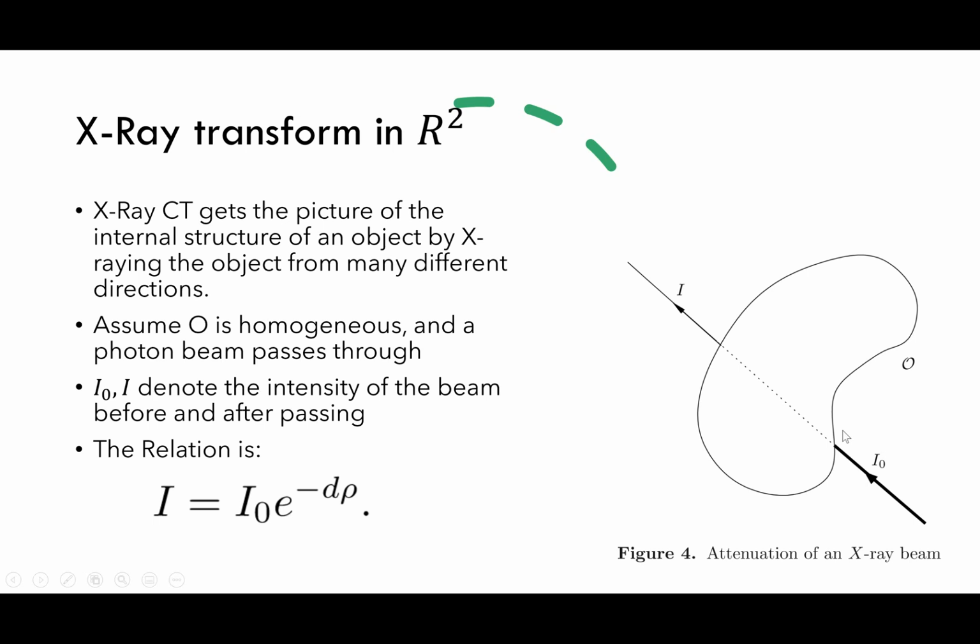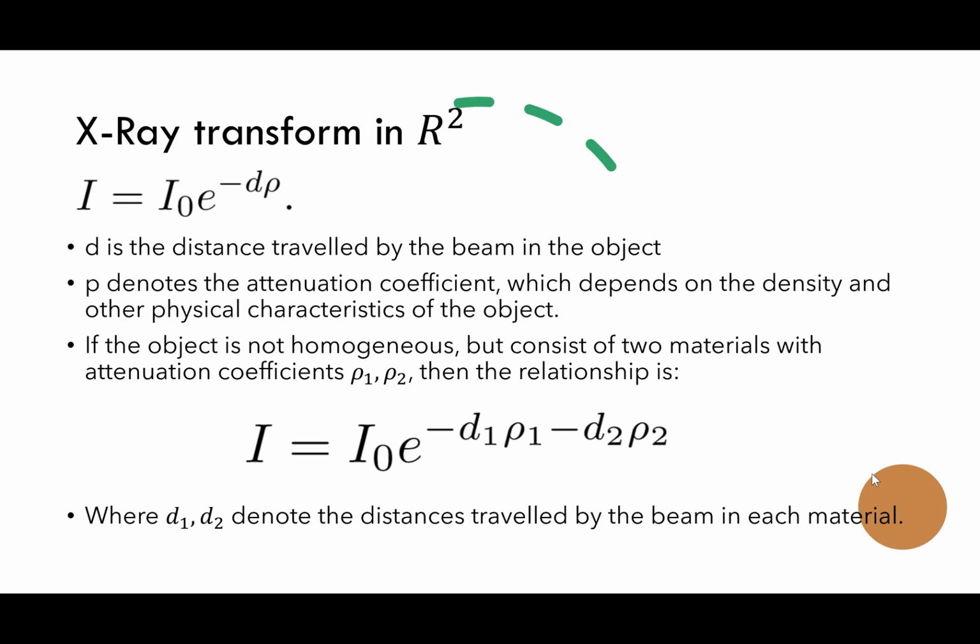I0 is the intensity of the beam before passing this object, and I is the intensity of the beam after it passes this object. Here, there's a relationship between I0 and I, which is I equal to I0 times e to the power of negative D times rho, where D is the distance traveled by the beam in the object, and rho denotes the attenuation coefficient, also called the absorption coefficient, which depends on the density and other physical characteristics of the object. So different materials will have different rho.